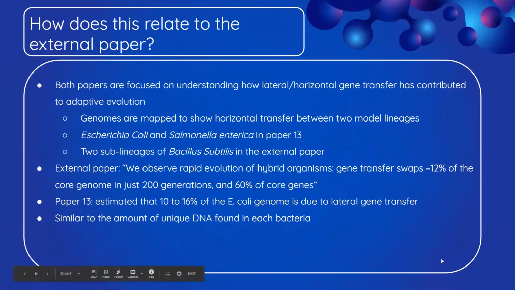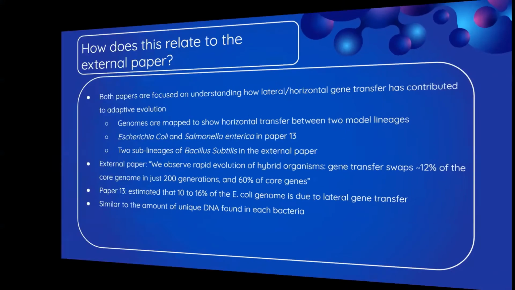One thing that's important to note is that when calculating how much of the genome was due to horizontal gene transfer, the external paper found that about 12% of the core genome in the first 200 generations was due to horizontal gene transfer. In paper 13, they estimated that 10 to 16% of the E. coli genome was due to horizontal gene transfer. In both cases, these numbers are similar to the total unique DNA in each bacterial strain.